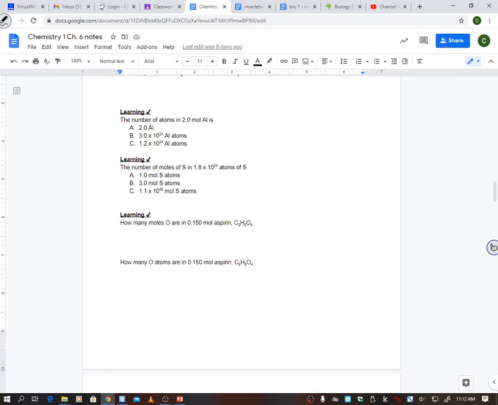It says the number of atoms, so I'm going to put that in a box. I'm looking for the number of atoms. That's what I know. 2 moles of aluminum is what they give me. I am going to put what they give me on bottom because I need that to cancel out through division. And what I'm looking for, I just put AT for atoms. I'm going to put that on top.